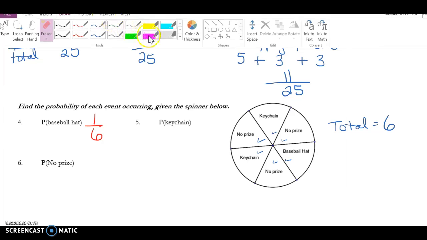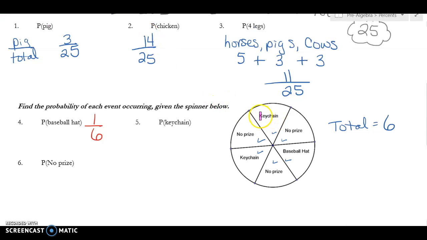Okay, so now let's look at the next one. Keychain. Well, there's 1 keychain, 2 keychains. So there's 2 chances of getting keychains out of the 6 total. So it's 2 out of 6. But we need to reduce that by dividing the top and bottom by 2, because 2 goes into both, and so it's 1/3.